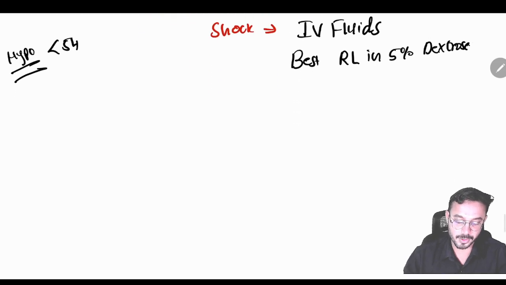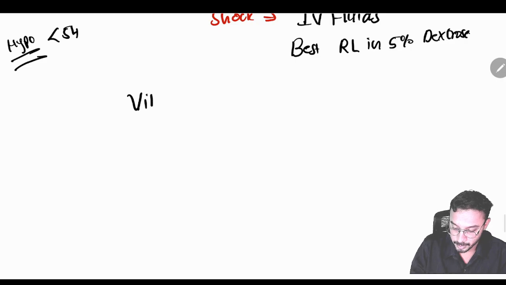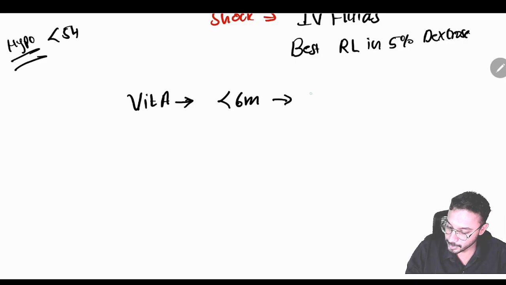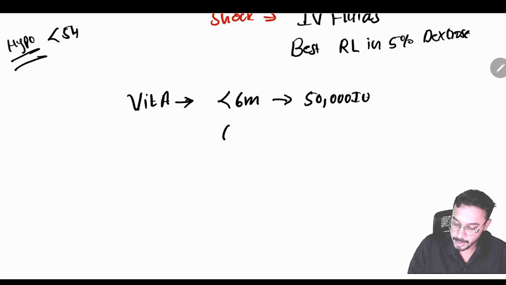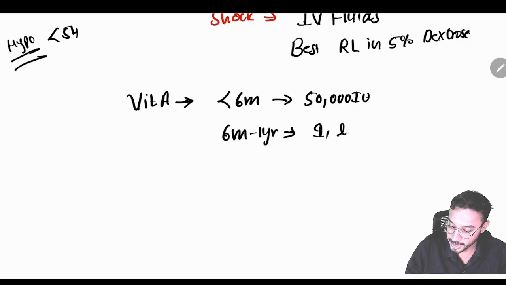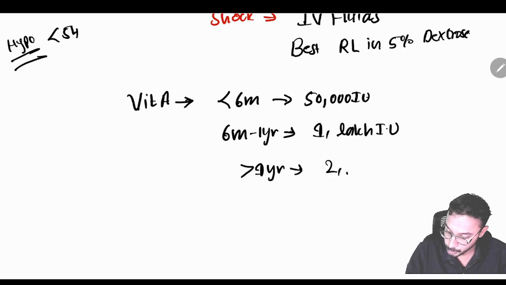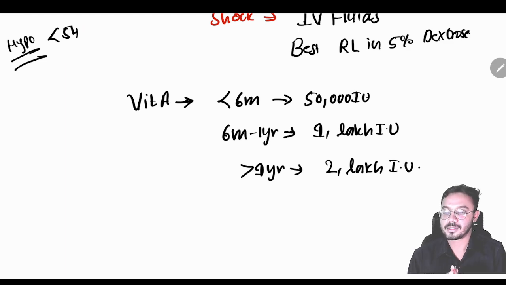So you are going to give this vitamin A. The dose of vitamin A in less than 6 months is 50,000 international units. From 6 months to 1 year, how much vitamin A are you going to give? 1 lakh international units. If the baby's age is greater than 1 year, you are going to give 2 lakh international units. Okay, so this is about the dosage of vitamin A.